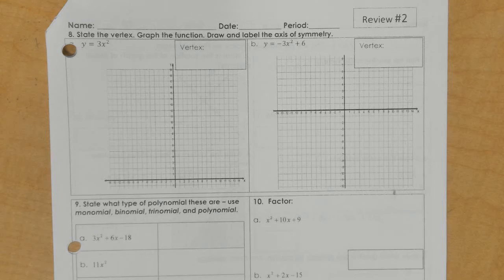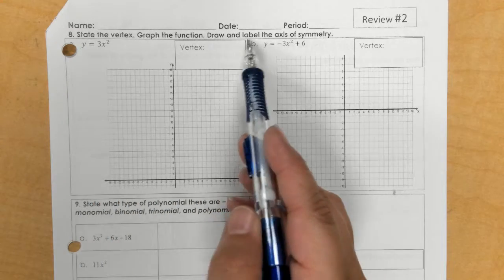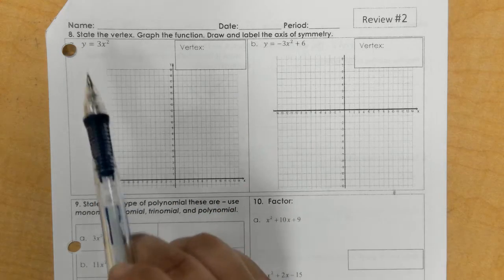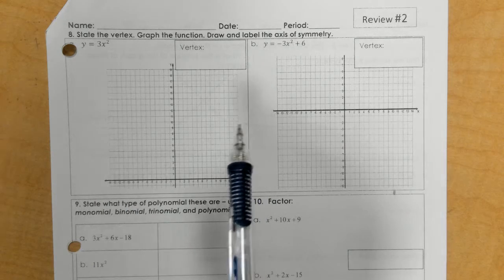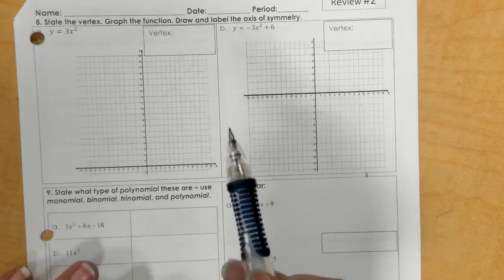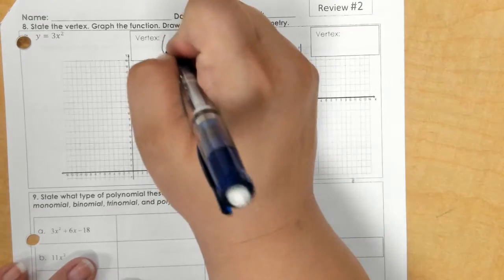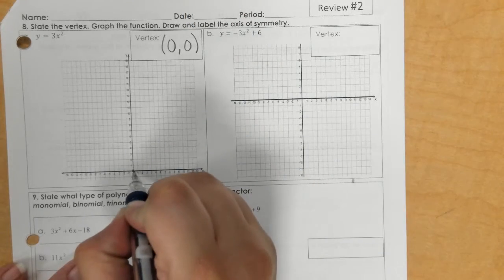In number 8, on review number 2, it says that you have to state the vertex, graph the function, and draw and label the axis of symmetry. So these two problems are going to be parabolas, U-shaped graphs. So for the first one, if you just have one term, that means that you need to do 0, 0 as your vertex. So I go ahead and plot 0, 0.